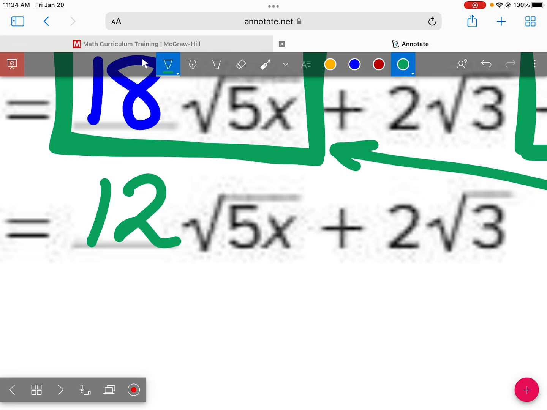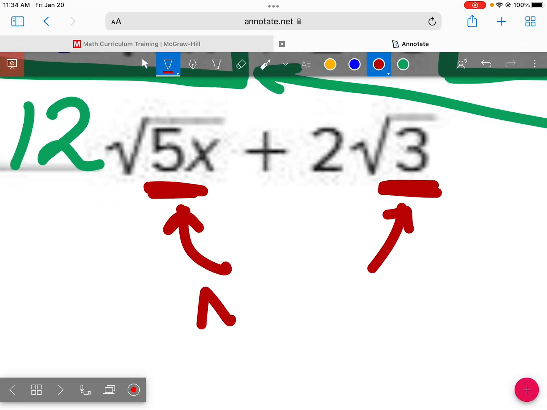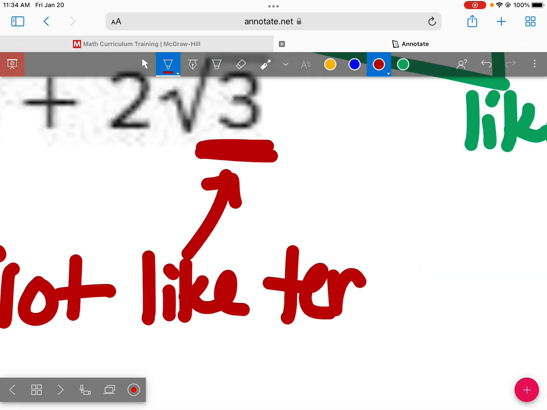Why didn't I make this 14? Doesn't have the same radicand. Has the same index, but does not have the same radicand. These two are not like terms. Same index with same radicand, I can combine the coefficients out in front by adding or subtracting them, depending on the signs between them. If it is not the same radicand, or if it's not the same index, I can't put them together. I can't treat them like terms.